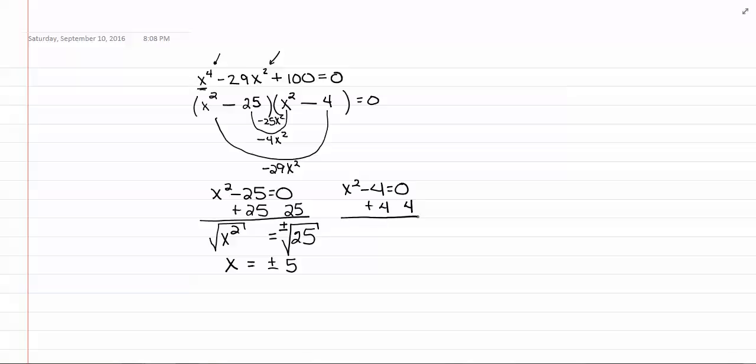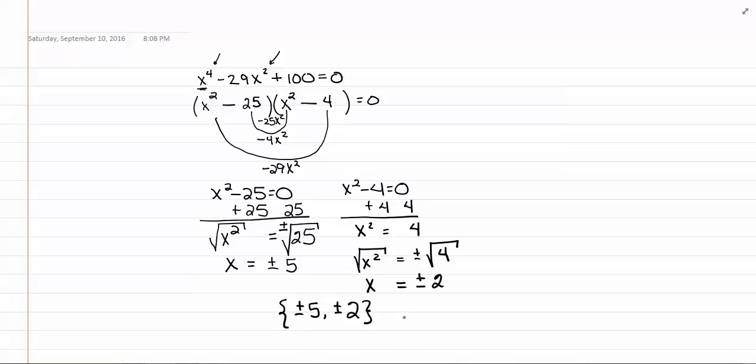Add 4 to both sides. And then take the square root of x squared, plus or minus the square root of 4. And again, we're taking the square root of a positive number, so it's not going to be an imaginary i value, it's just going to be 2. So our two values are plus or minus 5, or 4 values rather, plus or minus 5 and then plus or minus 2. Those are our real solutions.